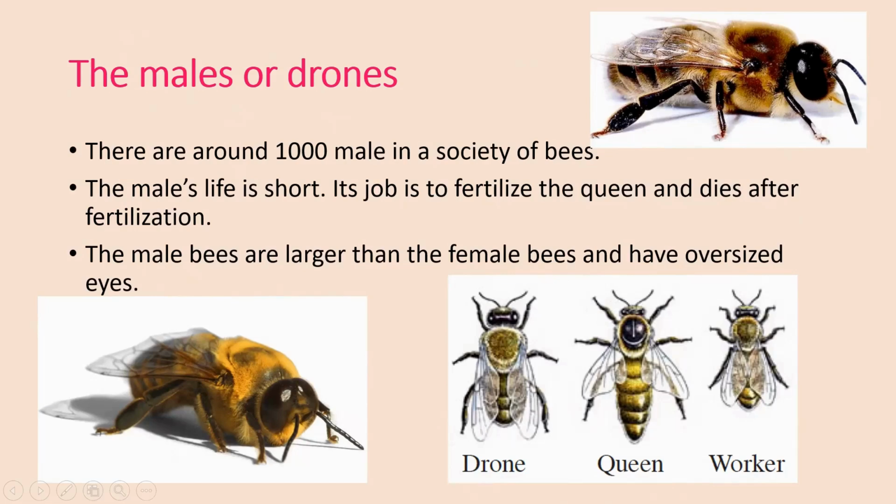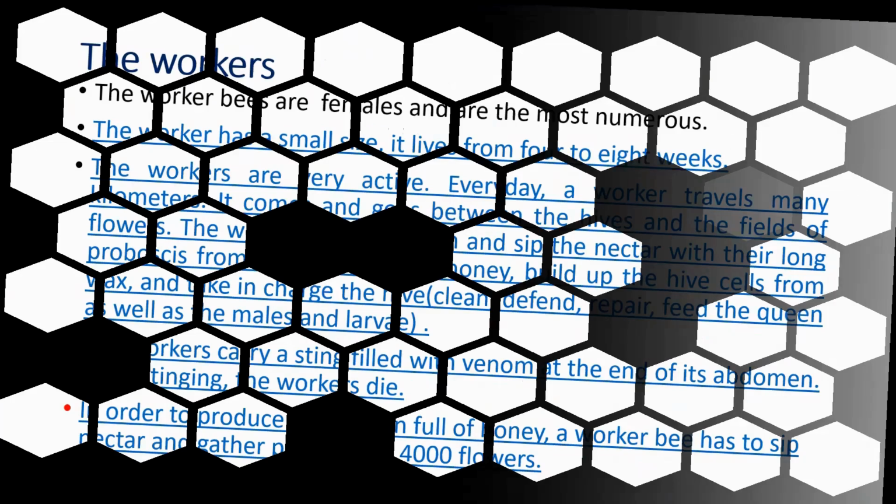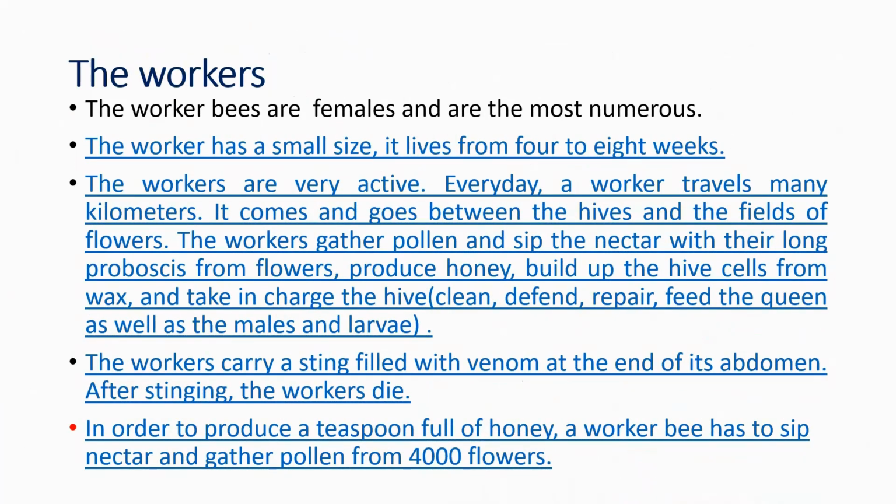In this picture, you will see the drone, the queen, and the worker. And now you will be introduced to the workers. The worker bees are females and are the most numerous. The worker has a small size. It lives from 4 to 8 weeks.